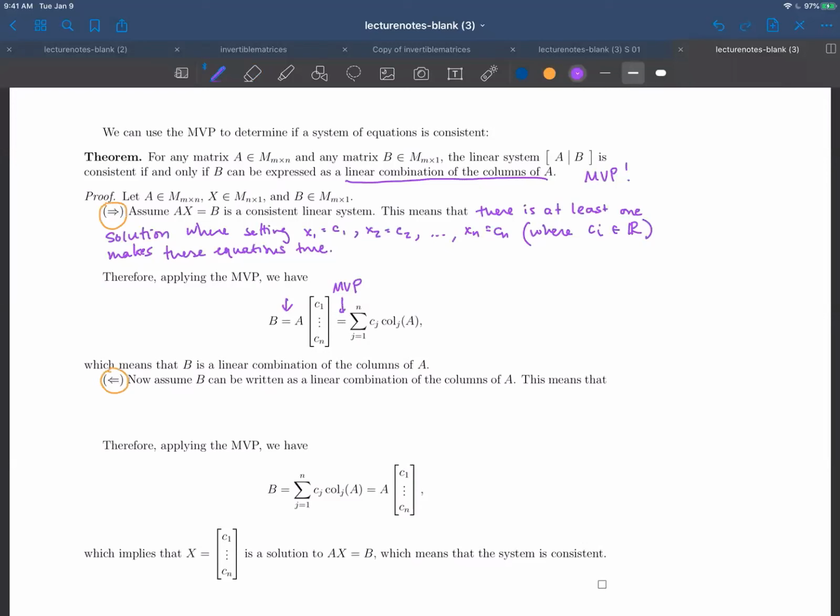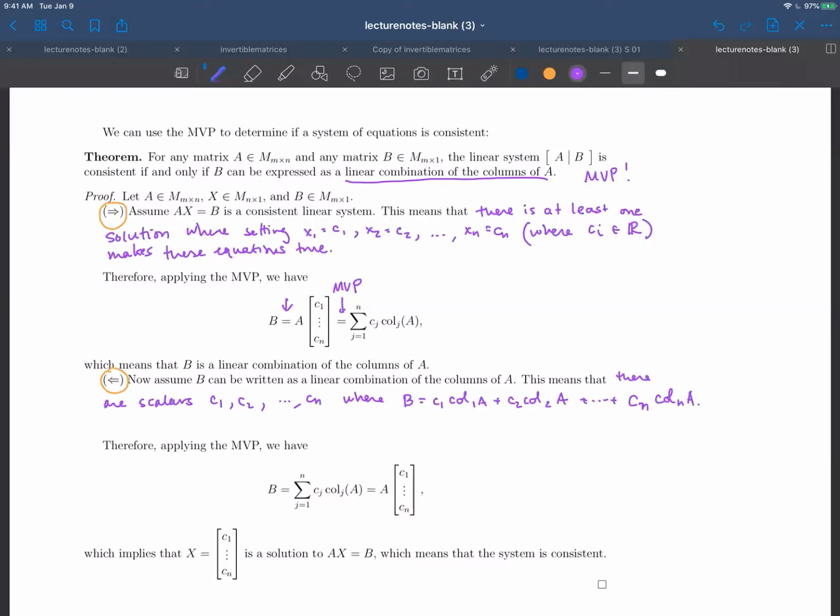And this means that there are scalars C1, C2, Cn, where B equals C1 column 1 of A plus C2 column 2 of A plus and so on, plus Cn column n of A. And now we're going to apply the MVP, but using the equality in the other way.